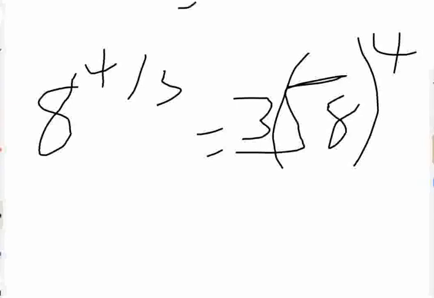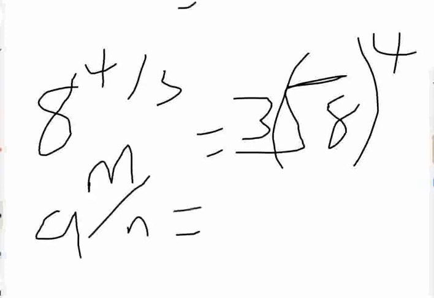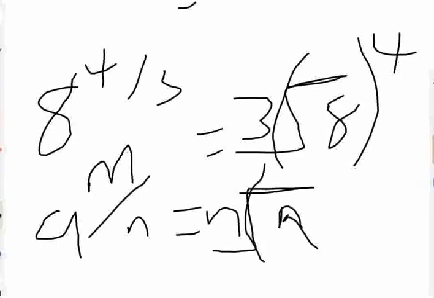Generally now we can say that a to the power of m over n is equal to the nth root of a to the power of m.